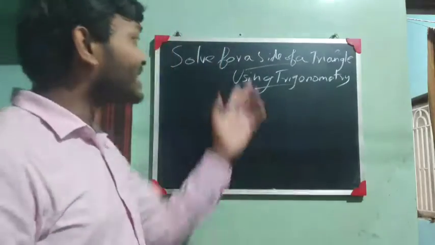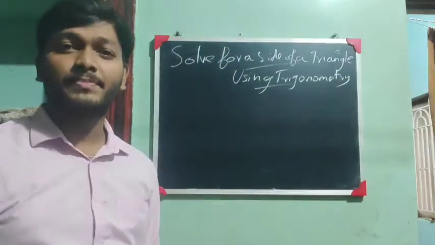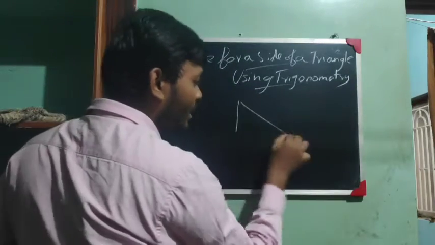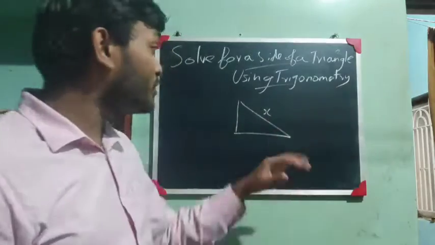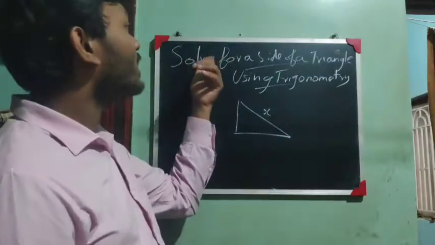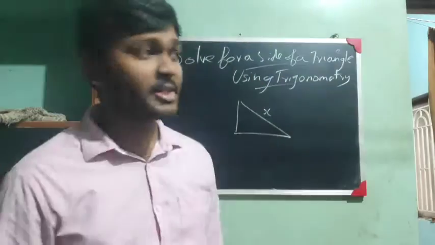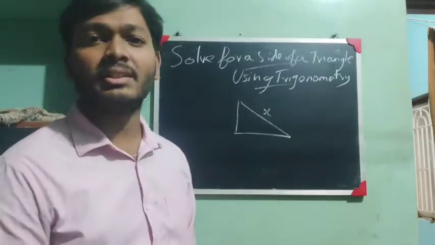So, what does this exactly mean? What does solving for a side of a triangle using trigonometry mean? If you have a triangle and you don't know a side of it, and you use a trigonometric property to find the length of this side, then this is called solving for a side of a triangle using trigonometry. So, where do we exactly use this, or what's the practical application?